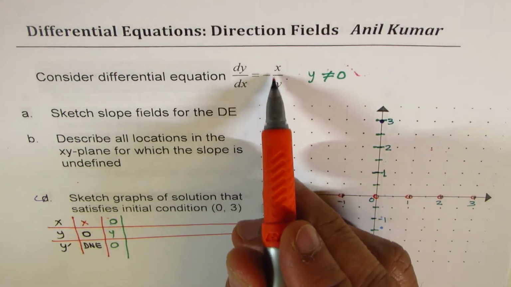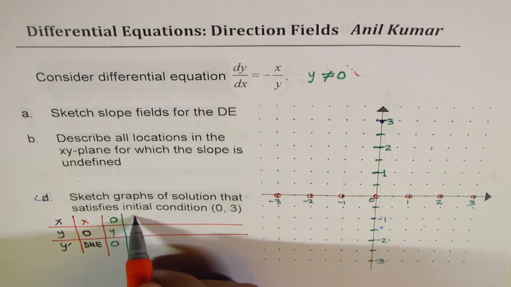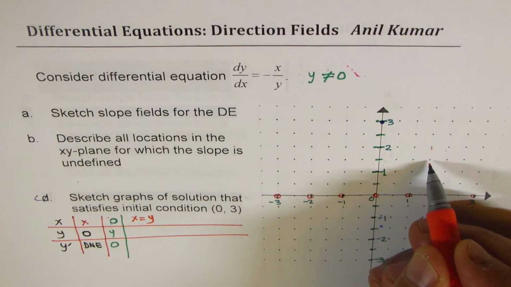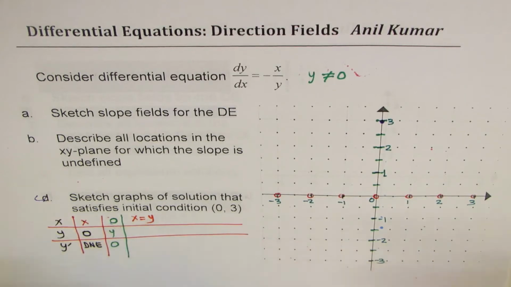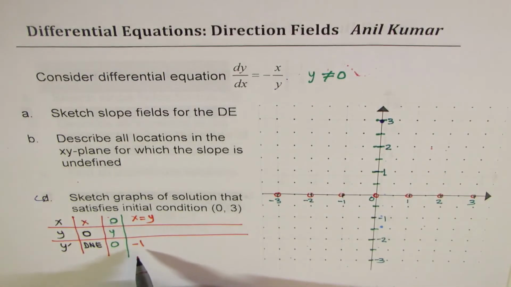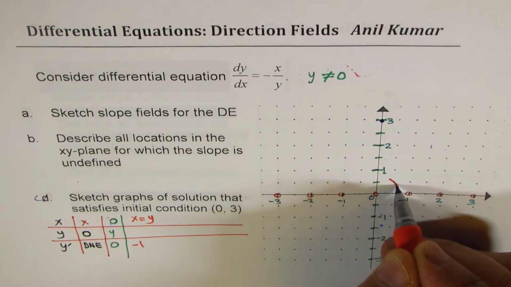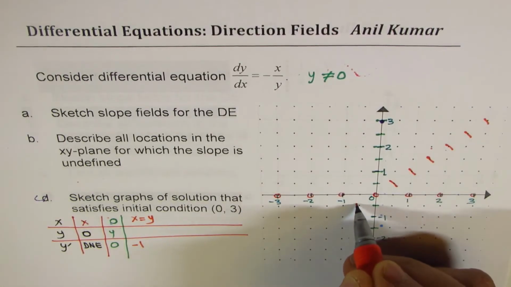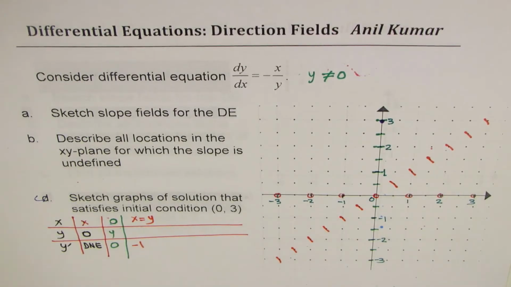Now, let us say x equals y. So now I'm considering the points where x is equal to y. That means points like (1, 1), (2, 2), (3, 3). Then what happens? If x equals y, we get minus 1 here because they are the same, right? So the slope is negative 1. That means dropping down. So along this diagonal, it is dropping down. Do you see that? We will not touch the x-axis, because there it is not defined. But everywhere else we can draw this.